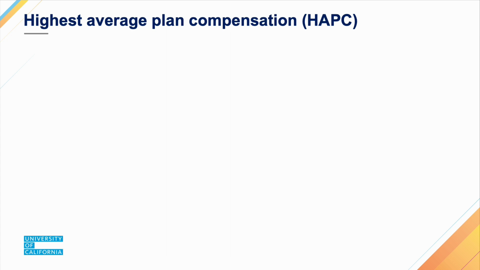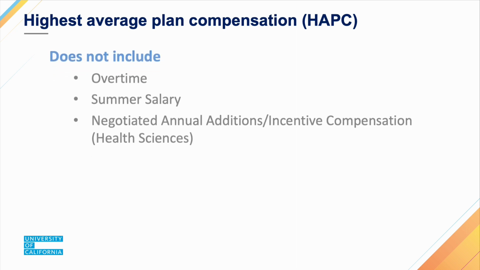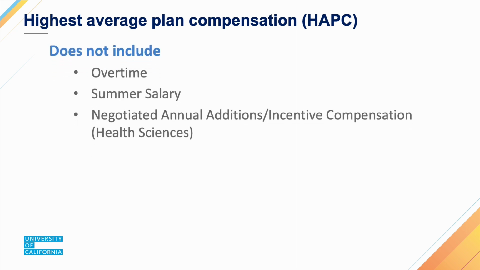Additional salary you may receive may not be included in HAPC, such as overtime, summer salary for academic appointments, and then also the negotiated annual addition and incentive compensation for health science employees. So if you're a health science faculty, what is included as covered comp are your X and X prime pay components. What is not included in the HAPC are your Y, which is the negotiated component, and any Z payments, any incentives or bonus pay that you receive.